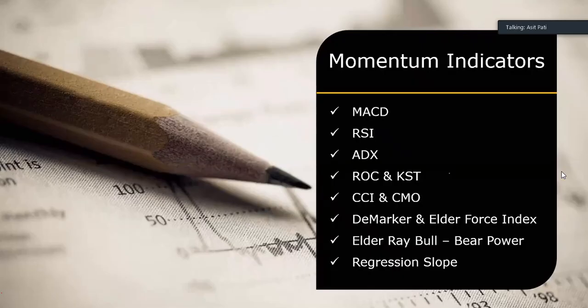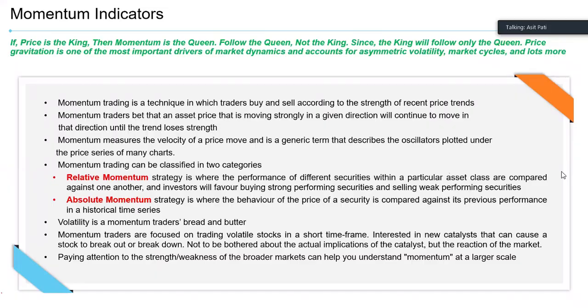And there are these momentum indicators, the second box you can say: MACD, RSI, ADX. I think again these are all basic. Just go through this. Regression slope I'm going to cover tomorrow.